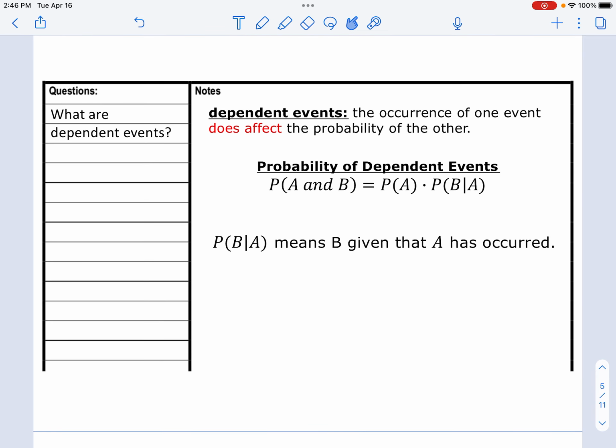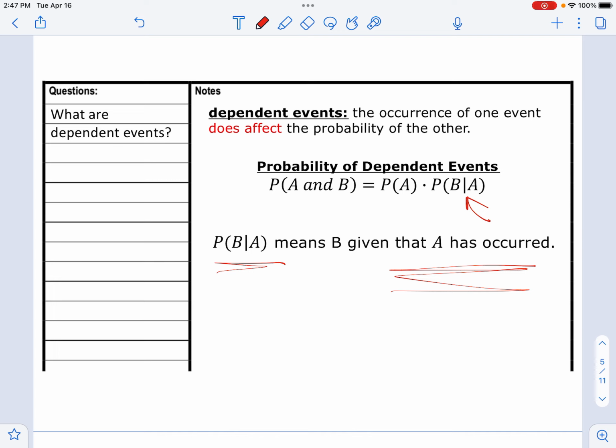Okay, what if you have two events where the occurrence of one thing does impact the probability of the other? This is how you do that. You do the probability of the first thing, probability of A, times the probability of B, and then there's this weird notation you see here. This means: what's the probability of B given that A has already happened?